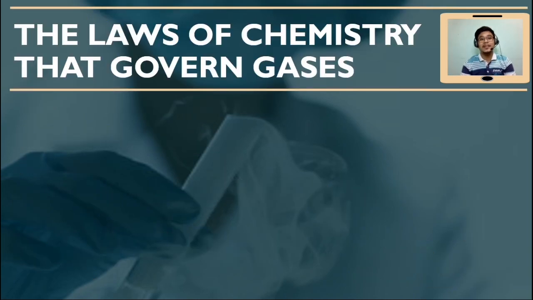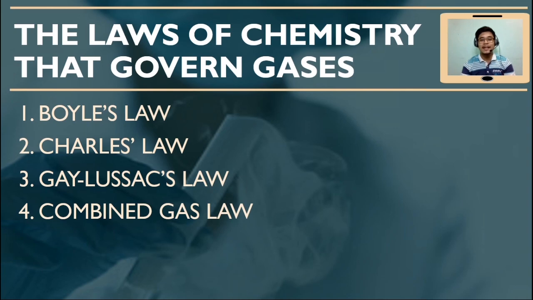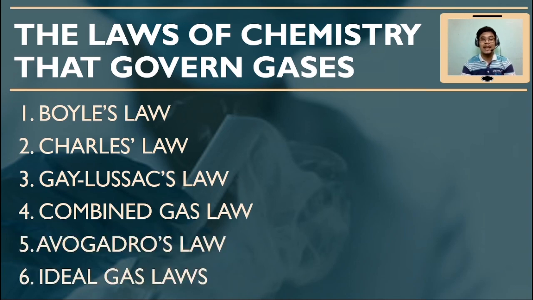So that ends our discussion about the different laws of chemistry that govern the behavior of gases. And again, we have actually 6 laws of chemistry that govern the behavior of gases, which are the Boyle's law, Charles' law, Gay-Lussac's law, combined gas law, Avogadro's law, and lastly is the ideal gas law.